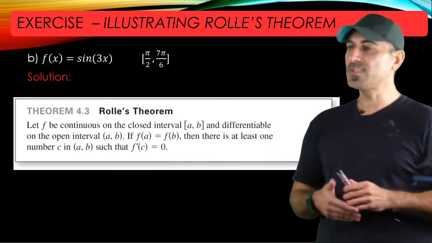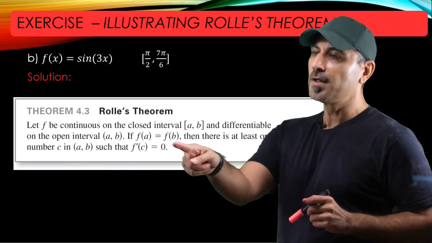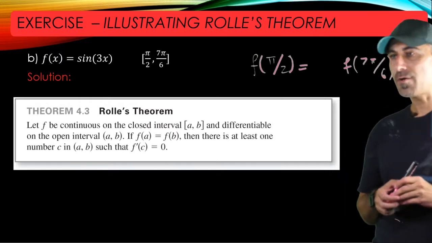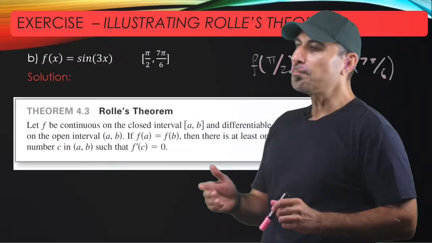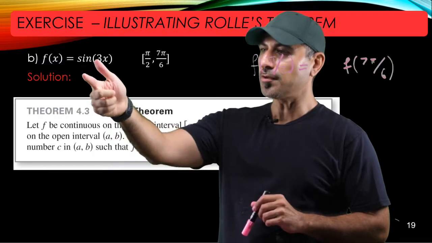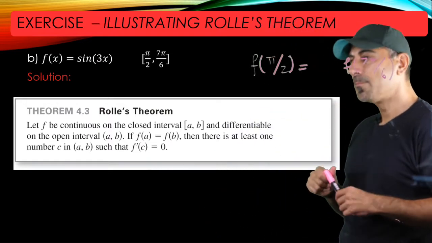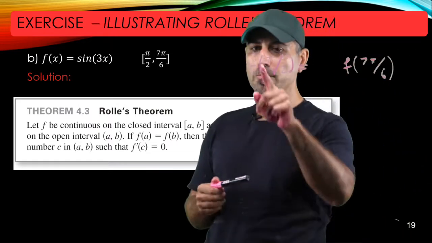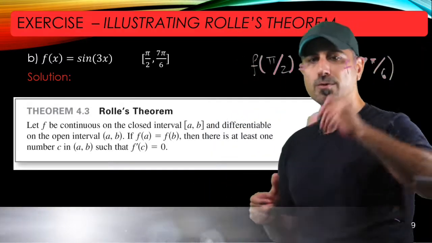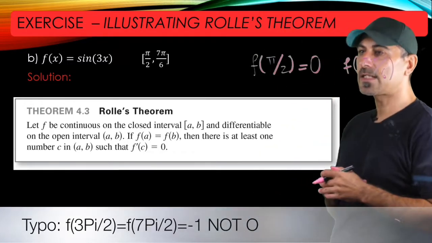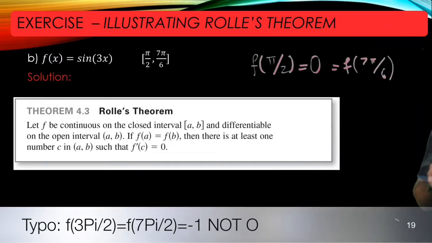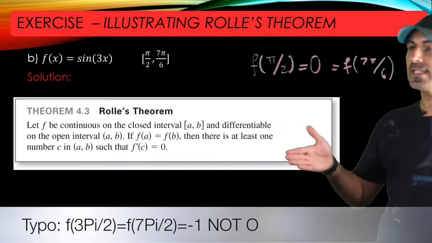So for this problem, we're going to only check if the function values are the same at the endpoints of this interval. Right, we're going to check f at pi over 2 and f at 7 pi over 6, and then punch in sine 3 times pi over 2 in your calculator, as well as sine 3 times 7 pi over 6. But don't forget to set your calculator to the radian mode because these inputs are in radians. In one case, you're going to get sine 3 pi over 2, which is 0. In the other case, you're going to get sine 7 pi over 2, that is also 0. So the good news is that the function values are exactly the same at the endpoints.